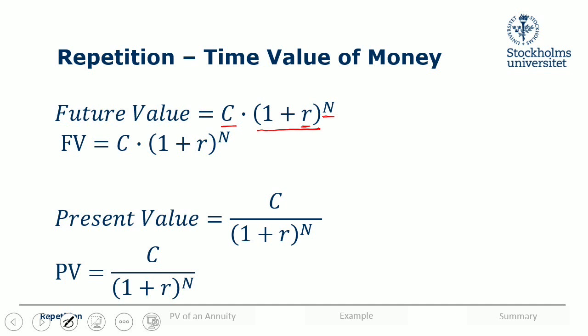We said that we can also do the reverse, so we can take some future value, C, and divide it with 1 plus the interest rate, where R is interest rate, raised to the power of n, which is the amount of years we want to move it, to get the present value. So if we get the cash flow C in n years, we can divide it by 1 plus R raised to the power of n to get the present value of this cash flow.